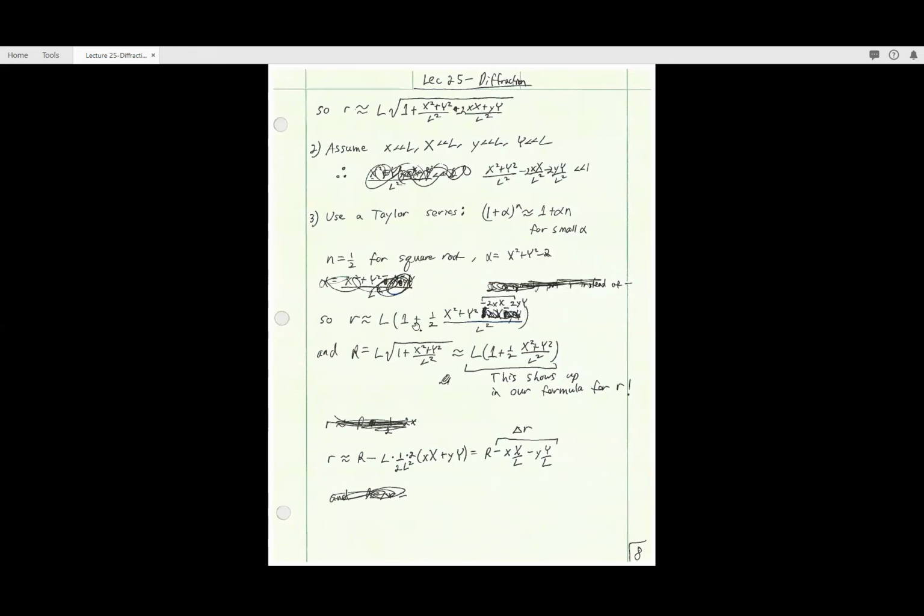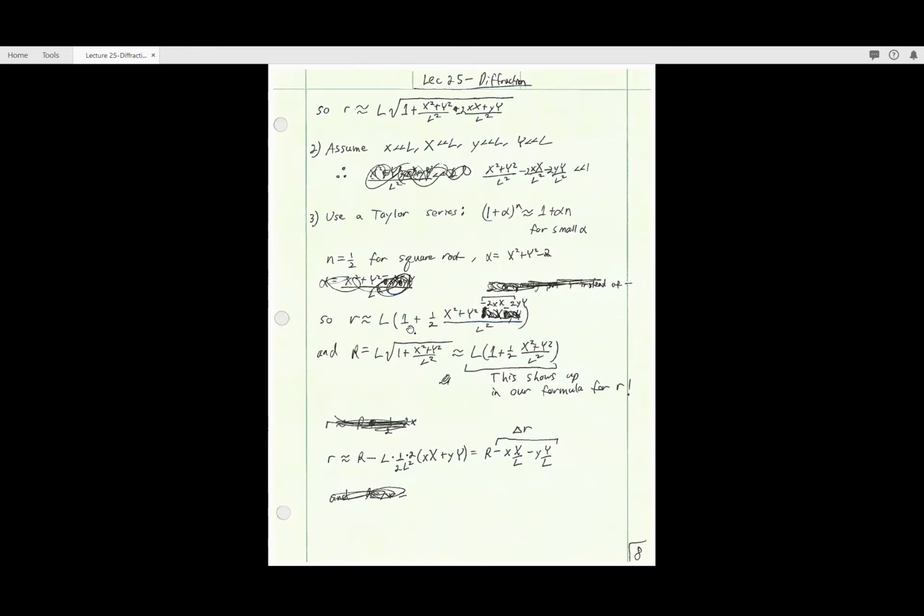So little r is going to be this mess. Big R is going to be this slightly less messy thing, but still complicated. But here's the most important thing. Everything that's in big R is in little r. So little r is big R minus all of this stuff.